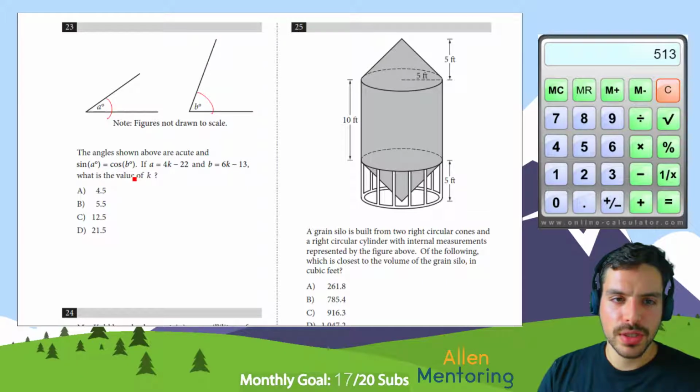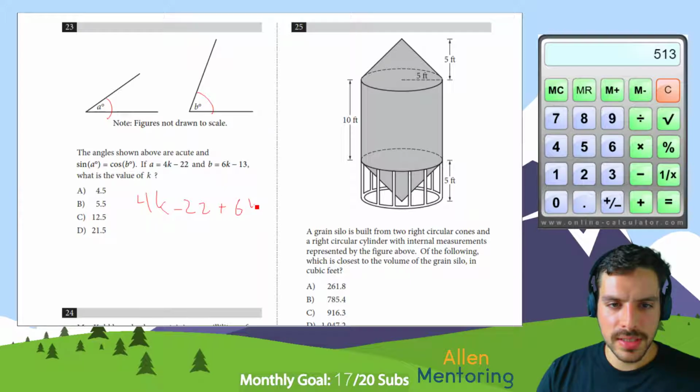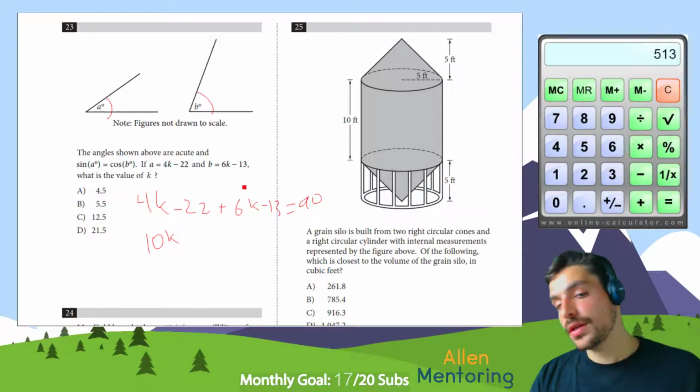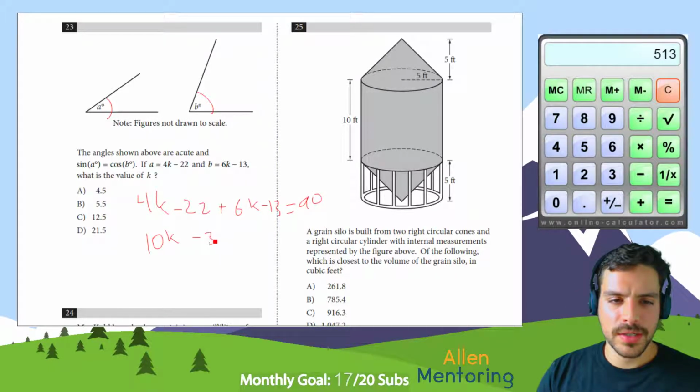Okay, so sine of A is equal to cosine of B. So A plus B will equal 90 degrees. So all we have to do is set up the equation A plus B, which is 4k minus 22 plus 6k minus 13, is equal to 90. All right, so let's combine like terms. 4k plus 6k is equal to 10k. Negative 22 minus 13, so we lost 22 and we lost 13 more. That will be equal to minus 35, is equal to 90.